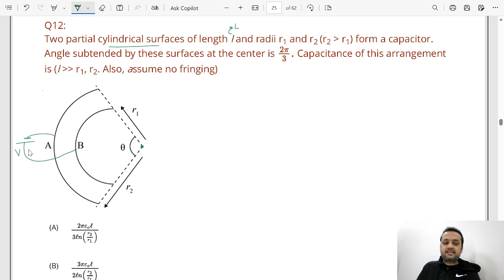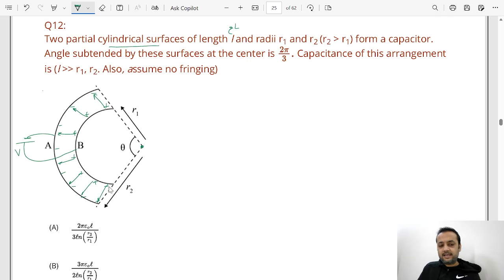This essentially means that the potential difference between A and B will be V, and some charge Q, let us say, will be given to the positive terminal, that means shell B, and the surface A will get an equivalent negative charge Q. Now this plus Q charge will be uniformly distributed on the inner surface B, and minus Q will be distributed uniformly on the outer shell A. And fields will be radial. This is how the arrangement will be. No fringing means that we have to always assume fields are radial only.